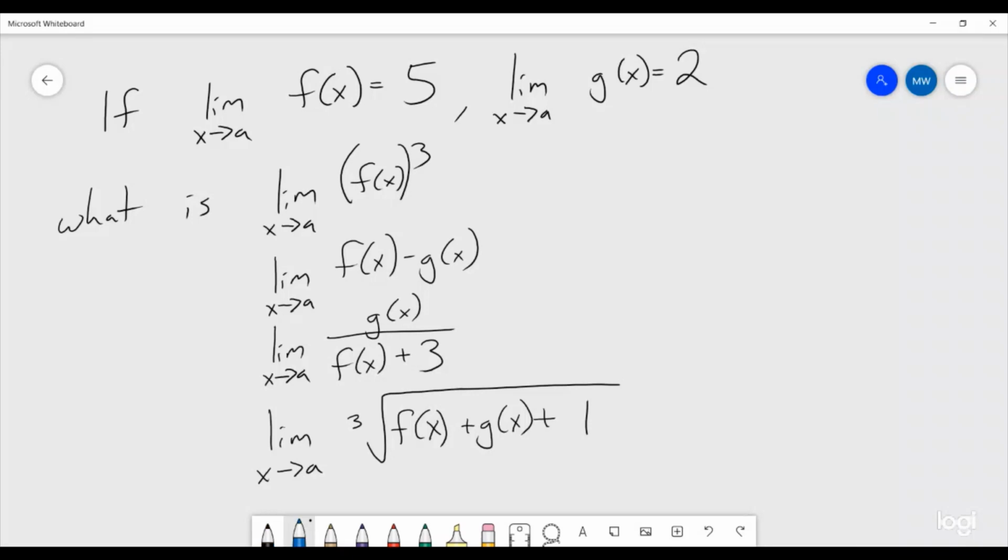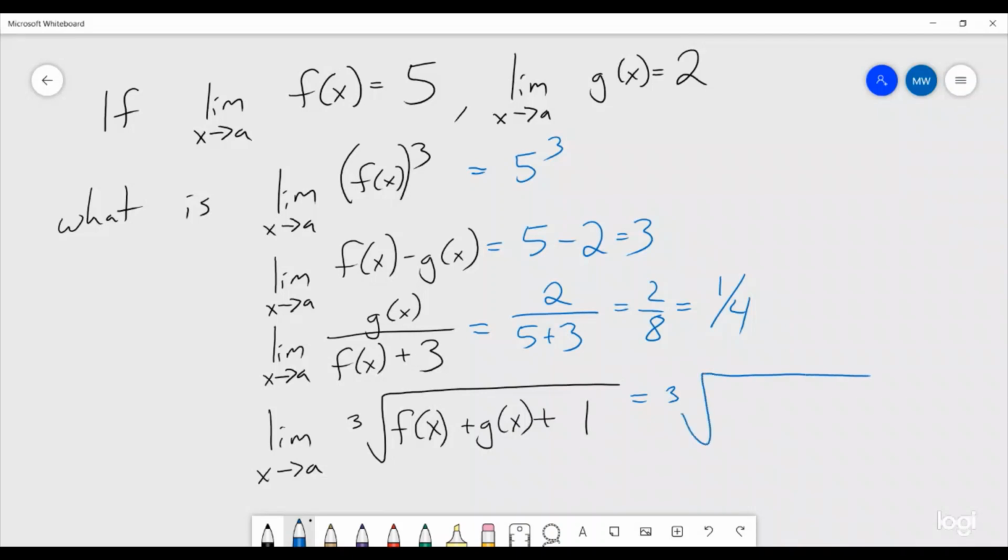Alright, so the first one, this is just going to be 5 cubed. This one is 5 minus 2, so this one's 3. This one is going to be a 2 divided by 5 plus 3, so this is a 2/8, so this one's 1/4. And this last one is the cube root of 5 plus 2 plus 1, so the cube root of 8, so that's going to be a 2. If you didn't understand any of these, go back and study some limit laws.